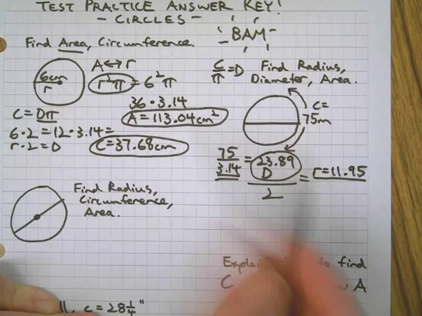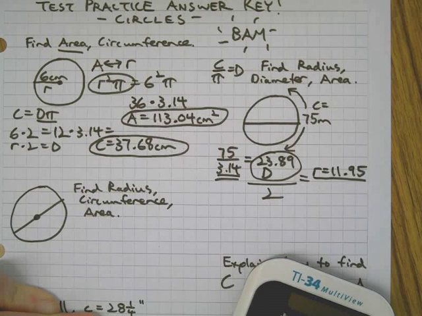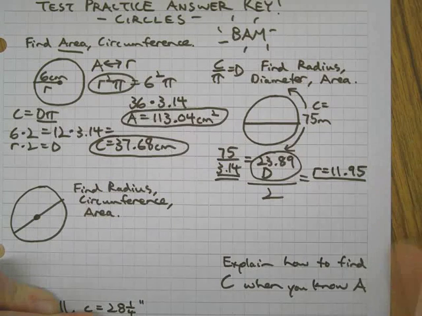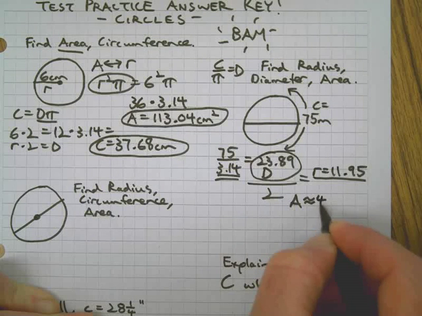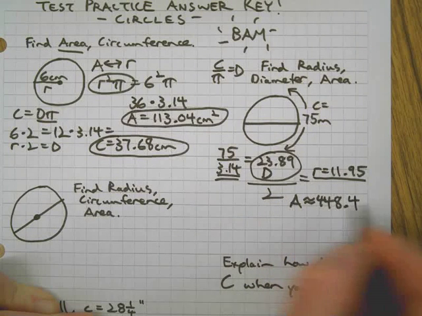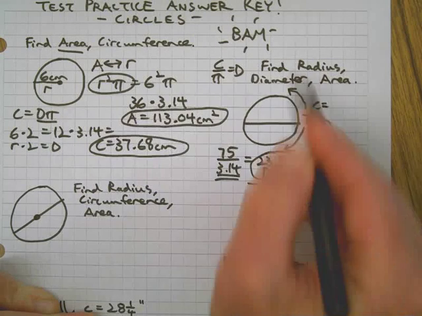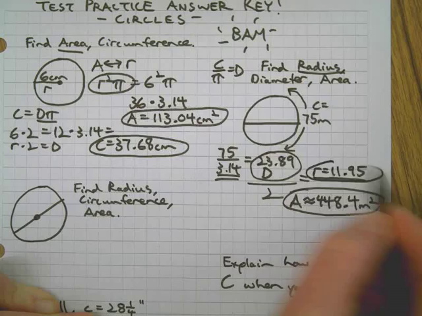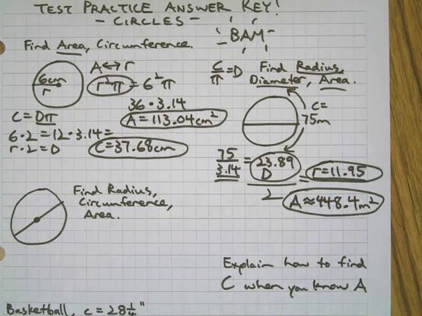Okay, and as we did over here, we're going to take the radius and square it. Squared times 3.14. And I got area is about 448.4 meters squared. Okay, so we took care of radius, diameter, and area. We got all 3 of them.